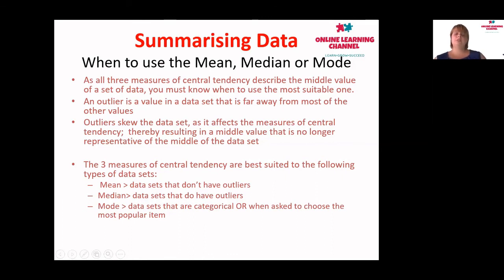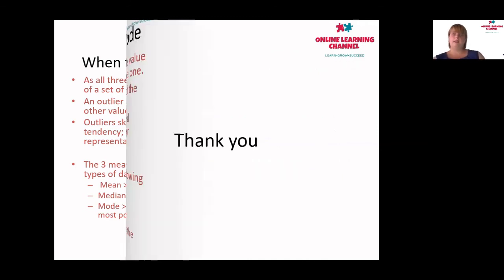And you have to read the question. If the question says calculate the average for this, then you're going to use the mean. When the question says which one is the most popular, mode. If the question says which one is exactly in the middle, median. So you need to know the difference between the three before you can actually calculate anything like that.